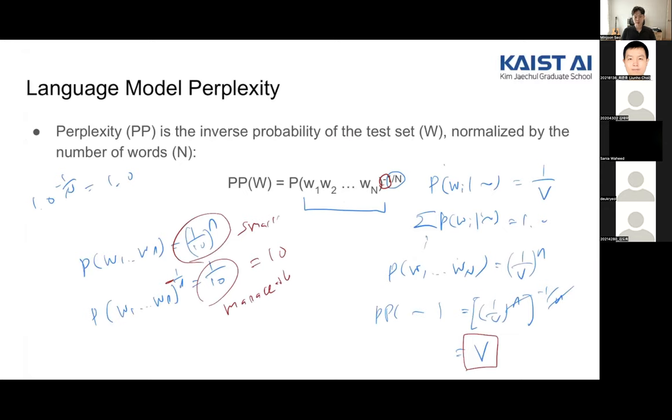Well, it depends on how you put it. I mean, upper bound, yeah, it is an upper bound, I would say, in terms of a useful language model. But it is possible that your language model goes above V, in which case it's worse than the very naive model that I just told you about. So technically, there is no strict upper bound of perplexity. But you should think of V as the upper bound, because if you go above that, then your language model is basically useless. Does that make sense?